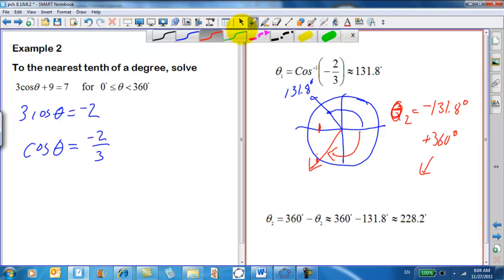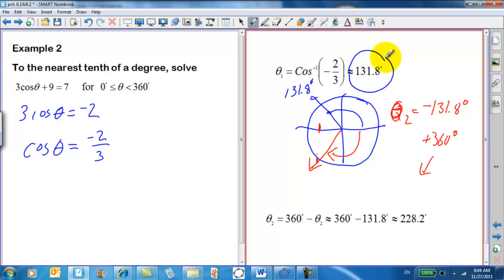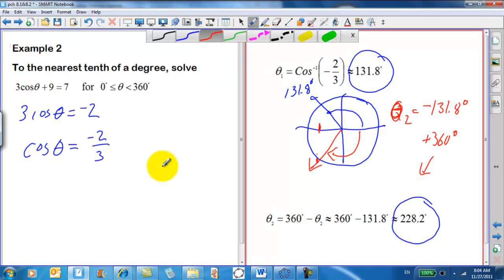Two answers: 131.8 degrees and 228.2 degrees. That'll work for that simple trig equation. Now, some other people feel more comfortable using the reference angle approach, and let me just show that real quick.